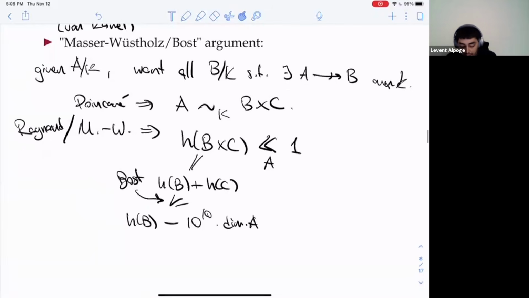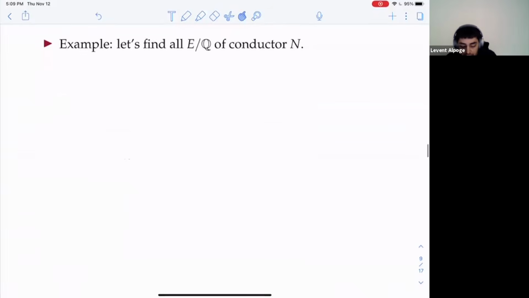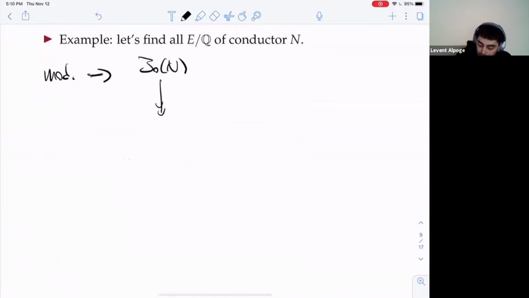Okay, so having that statement in mind, the specifics aren't so important. It's just that you can effectively find the isogeny factors. Let's find all the elliptic curves over Q of conductor N. Well, over Q, modularity implies that an elliptic curve over Q of conductor N is an isogeny factor of the Jacobian of X_0(N). This is kind of the geometric way of stating modularity. So given N, you write down the Jacobian, this J_0(N), and you use the Masser-Wüstholz-Bost argument to produce a height bound. So the height of E, how did that happen? Anyway, try again. So the height of E is explicitly, effectively bounded.